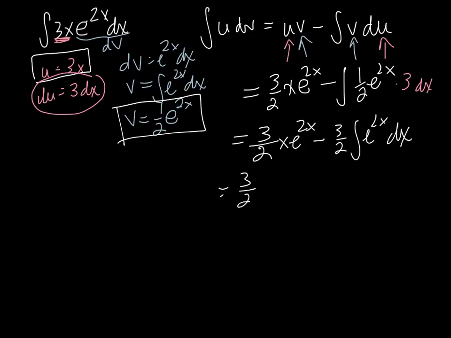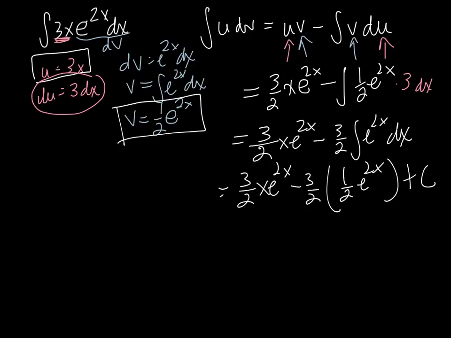So this is 3/2 x e to the 2x minus 3/2 times the integral of e to the 2x, which we've already integrated once before, so I have that handy. That's 1/2 e to the 2x, of course, plus our constant of integration. So this is going to be 3/2 x e to the 2x minus 3/2 times 1/2 is 3/4 e to the 2x plus c. So that's it for now.